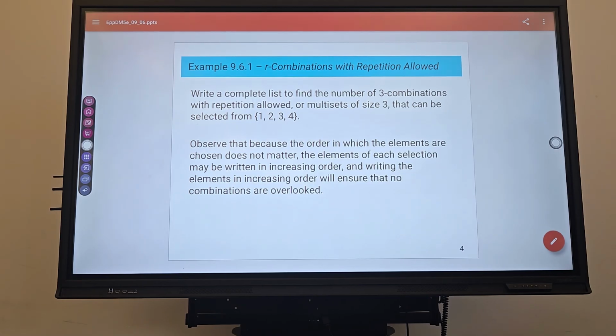Write a complete list of the 3 combinations with repetition allowed, or multisets of size 3, that can be selected from 1, 2, 3, and 4. Observe that because the order in which the elements are chosen does not matter, the elements of each selection may be written in increasing order, and writing the elements in increasing order will ensure that no combinations are overlooked.